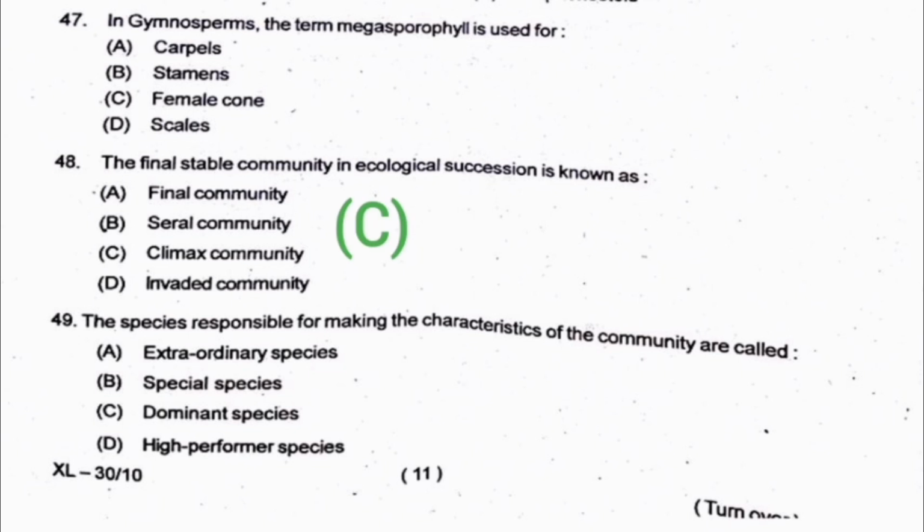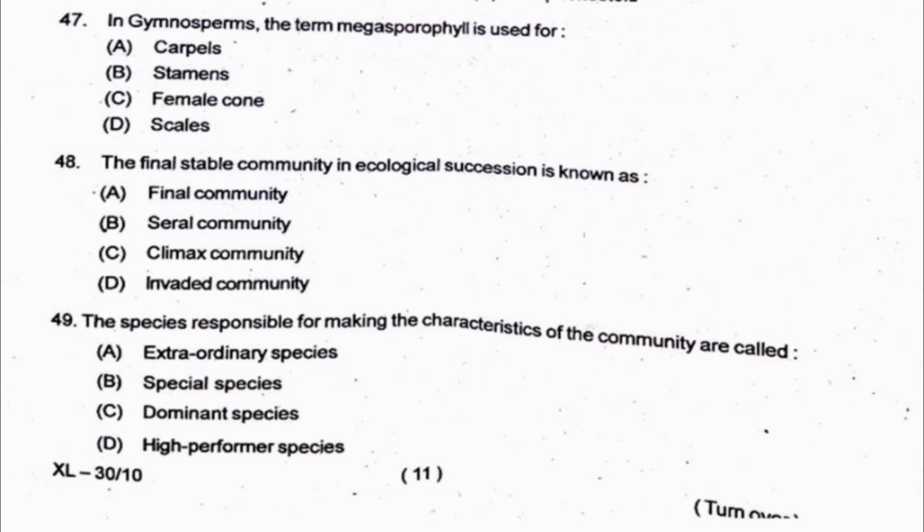The climax community is the stable, self-perpetuating and final community appearing in an area at the end of biotic succession, which is in perfect harmony with the climate of the area.